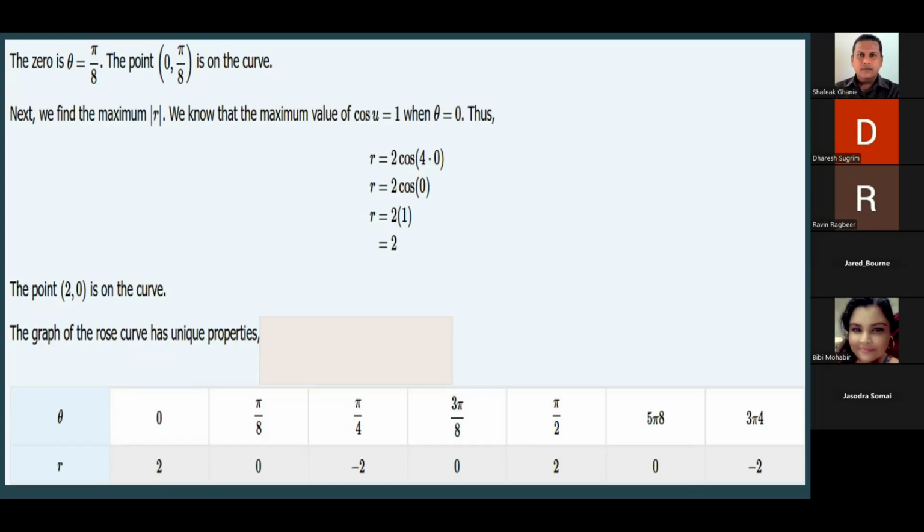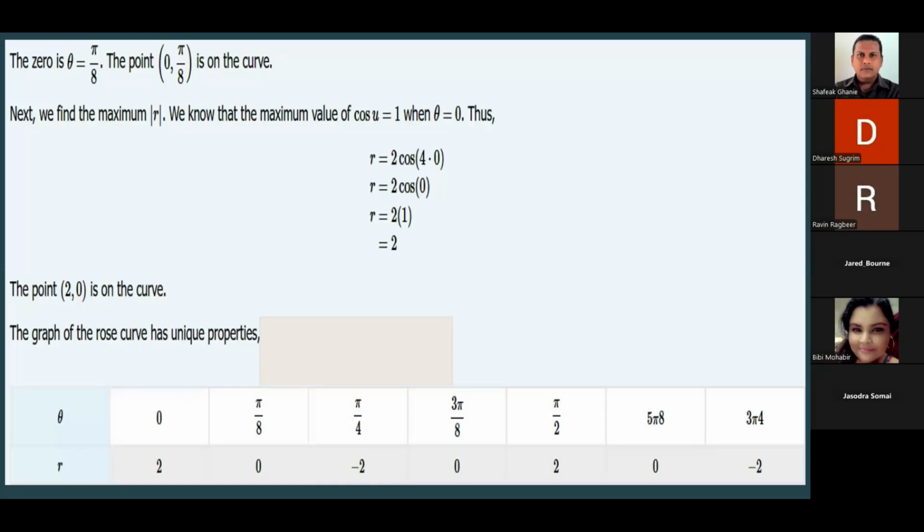And next we find the maximum value of r. We know that the maximum value of cos u is equal to 1 when theta is equal to 0. So r is equal to 2 cos 4 times 0, so r is equal to 2 cos 0, and our final answer will be r is equal to 2. So the point 2, 0 is on the curve.